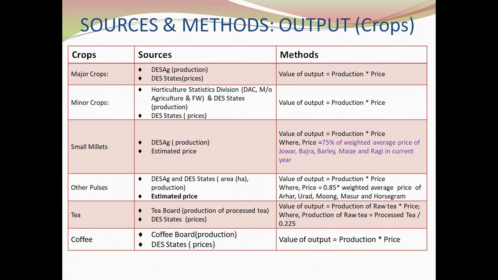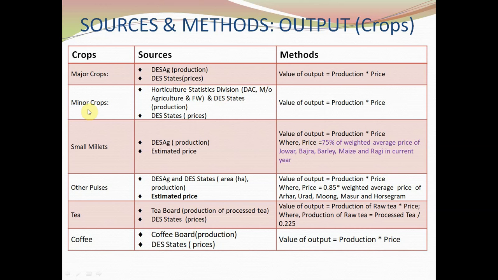Now, output, how we are calculating under crop sector. So for major crops, the main methodology is that value of output is taken as production into price. The price may be original or estimated. Now, for major crops, production data is available from Directorate of Economics and Statistics, Ministry of Agriculture and Farmers Welfare. And prices are taken from Directorate of Economics and Statistics of different states.